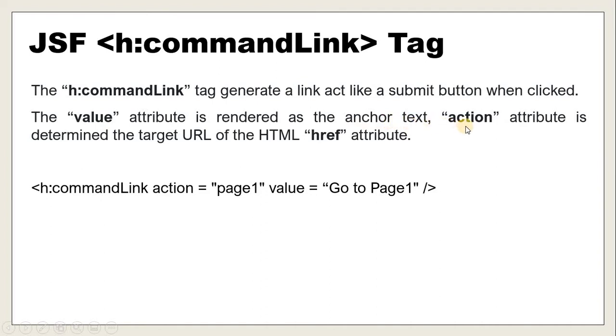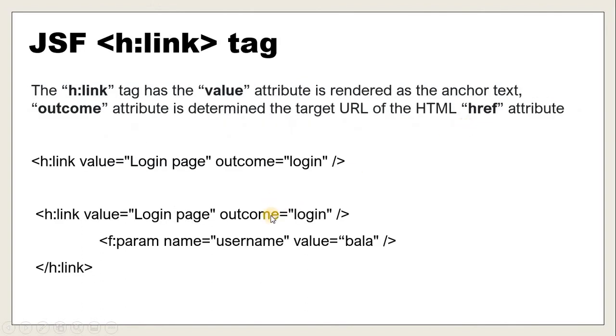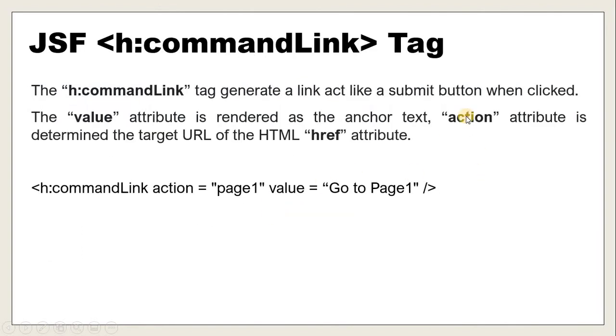And we have action. Previously we had outcome, but here we have action. Action represents the targeted URL, which brings the meaning of href in the anchor tag. So you can see here h:commandLink, action equal to page 1. Action is the targeted URL, value is the anchor text. So "go to page 1" is the displayed text, and page 1 will be connected.